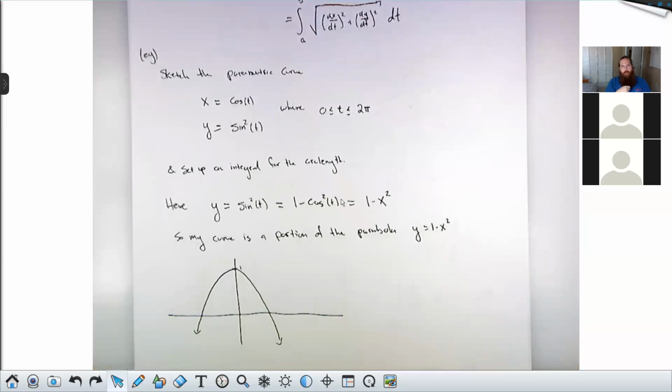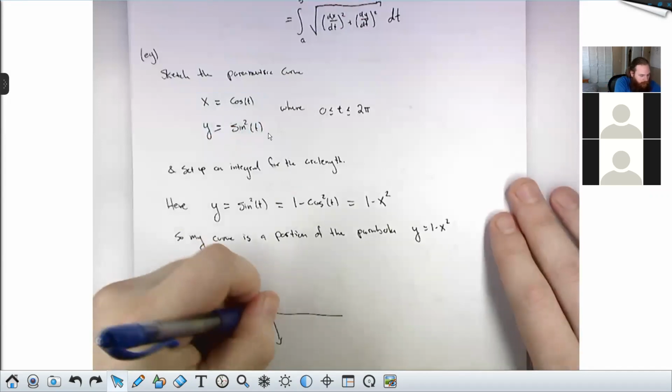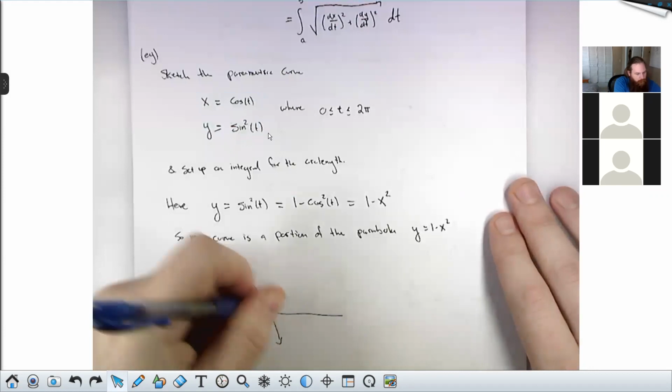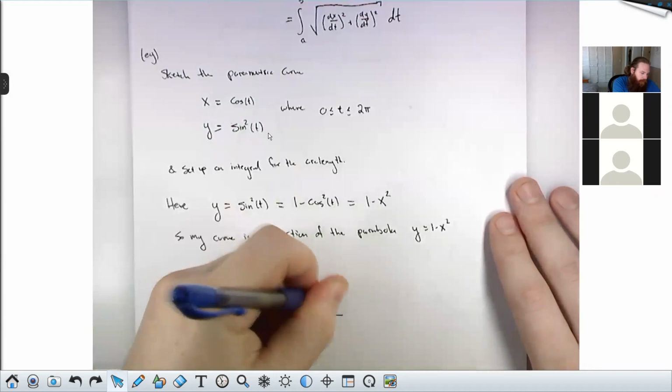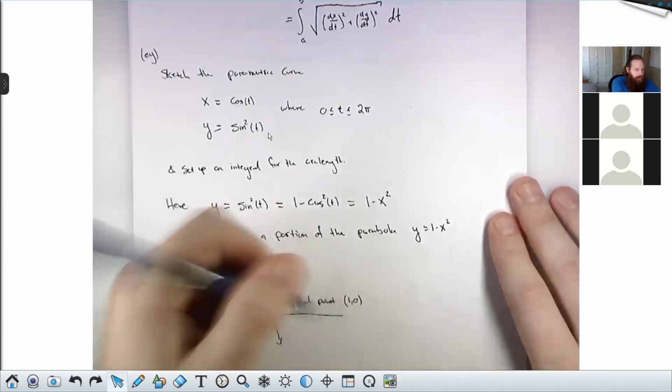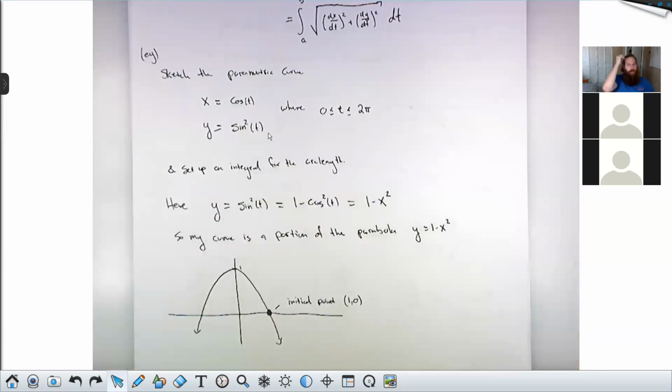And then the question is, well, what portion of that do I get? What's my starting point? What's my terminal point? What direction am I traveling? And how often do I travel this thing? So when t is equal to 0, where am I? If I plug t equals 0 in here, I get x equals cos of 0, which is 1. And if I plug 0 in here, I get y equals 0. So I'm starting at this point. This is my initial or starting point, because that's the point associated with the first t value.